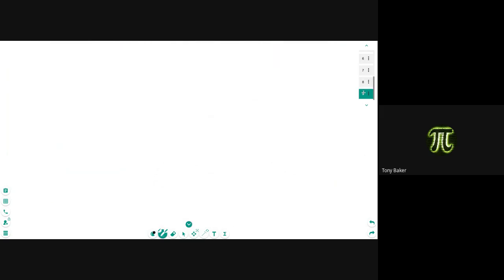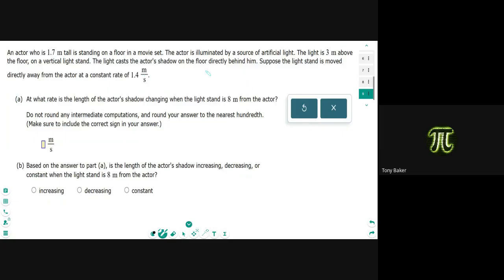All right, I'm going to show you what the ALEKS problem looks like. This is literally what the ALEKS problem looks like. You have to basically do exactly what we just did there. You're going to put the actual answer in here, and then you're going to tell if it's increasing, decreasing, or constant. If it's increasing, that number is positive. If it's decreasing, it's negative, and if it's constant, it would have been 0. You're going to do this one exactly the same way that we just did.